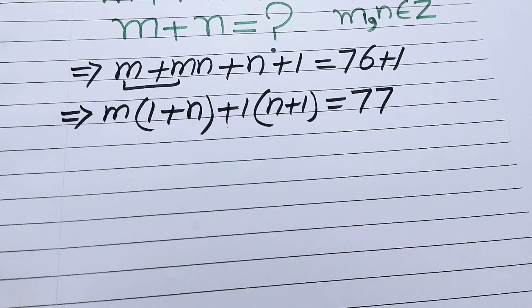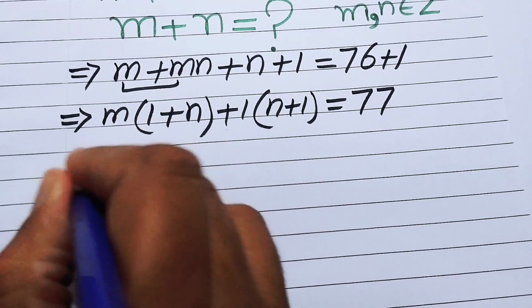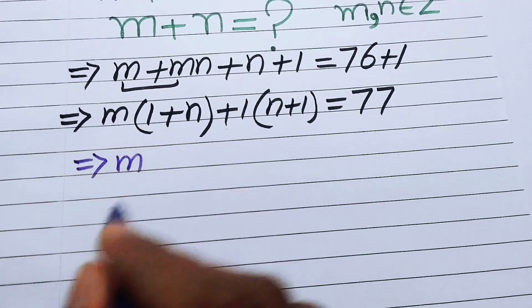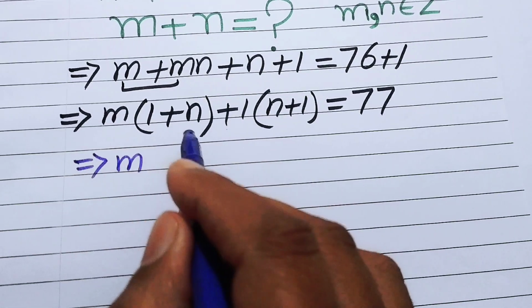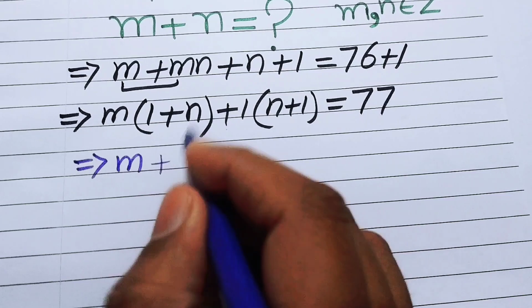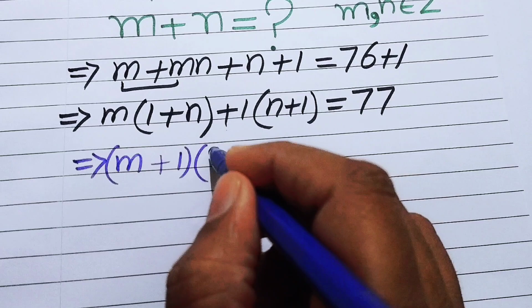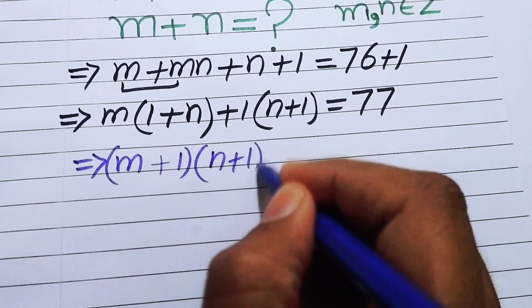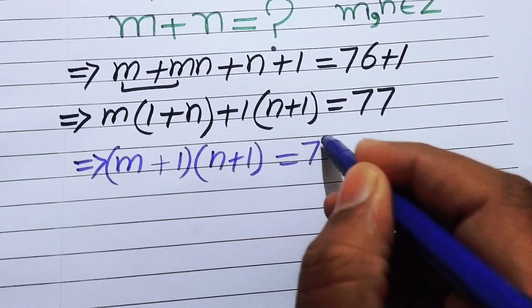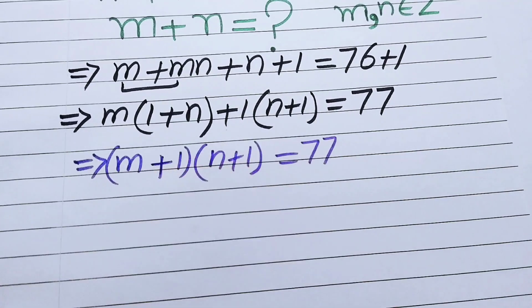In the next step you already see that we have 1 plus n as the common factor here, so we take common 1 plus n and you get m plus 1 times n plus 1, and this whole equals 77.